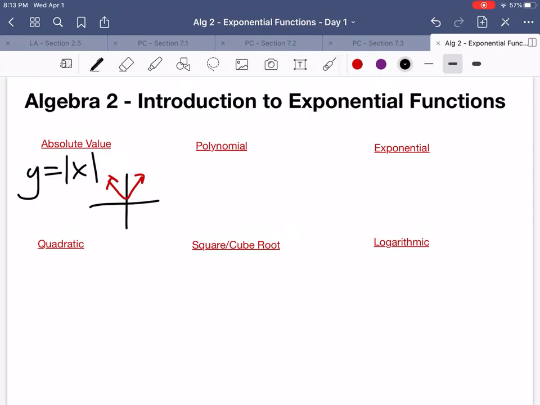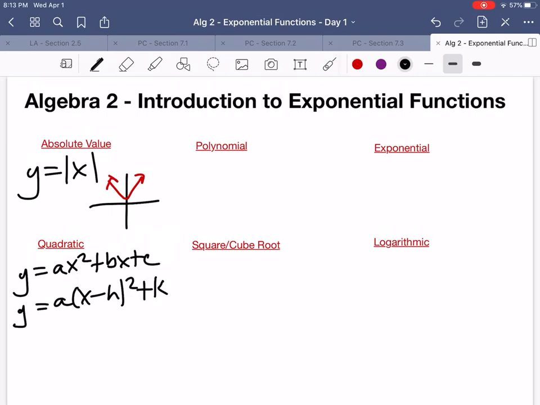Then we learned quadratic functions. Quadratic functions, you learned them two ways. There was ax squared plus bx plus c. That was standard form, and then there was vertex form: a times (x minus h) squared plus k. Remember that was vertex form because h and k were your vertex, and you moved it around, up, down, left, right, that kind of stuff. Remember that was a U-shape graph, the parabolas and quadratics.